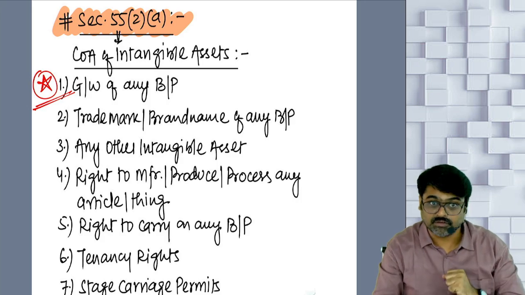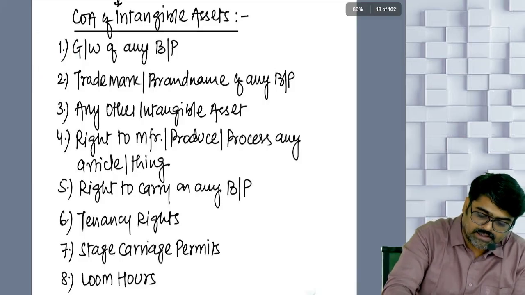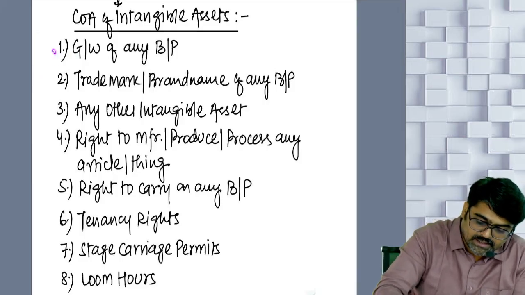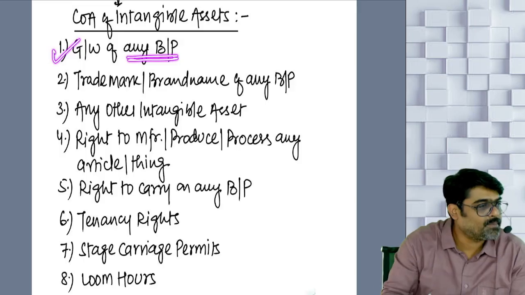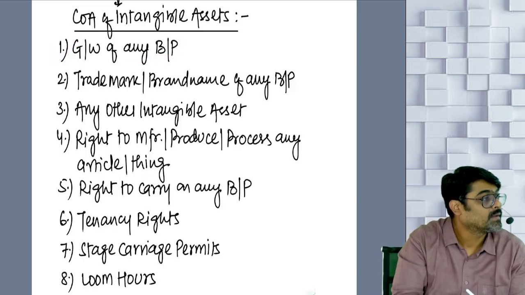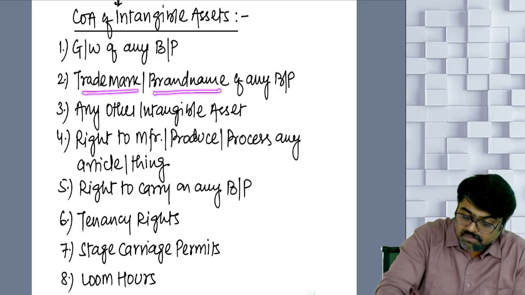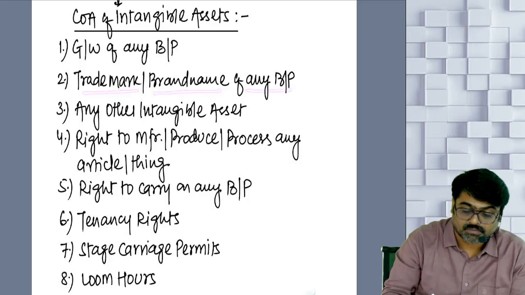So if these assets are there, first of all, you are supposed to see the names. What are the names of these assets? Okay, now tell me. First asset is goodwill. Goodwill of any business or profession. So for your business, for your profession, you have acquired a goodwill. Good. Trademark or brand name of any business or profession.